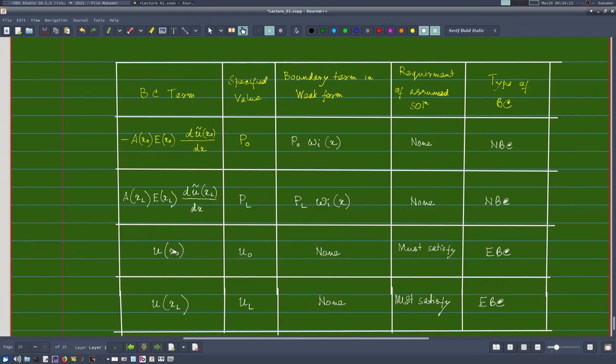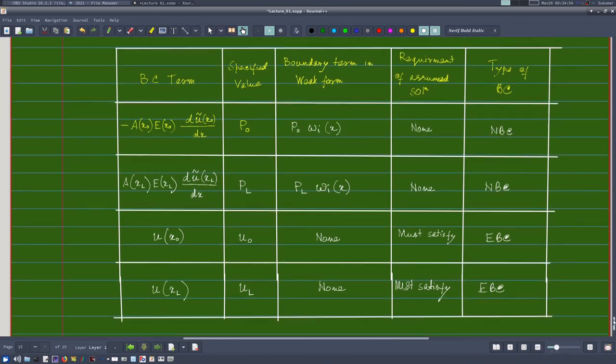Then in case of an essential boundary condition, say the deformation at x equal to x naught is specified as u naught, then there will not be any boundary term in the weak form, and that boundary condition must be satisfied by the admissible solution itself, because it is an essential boundary condition. Similar is the case for the right hand side essential boundary condition. So these are the ways we need to fulfill the boundary conditions.